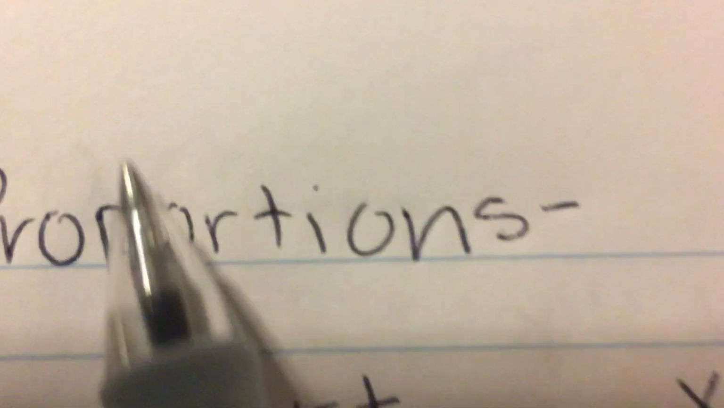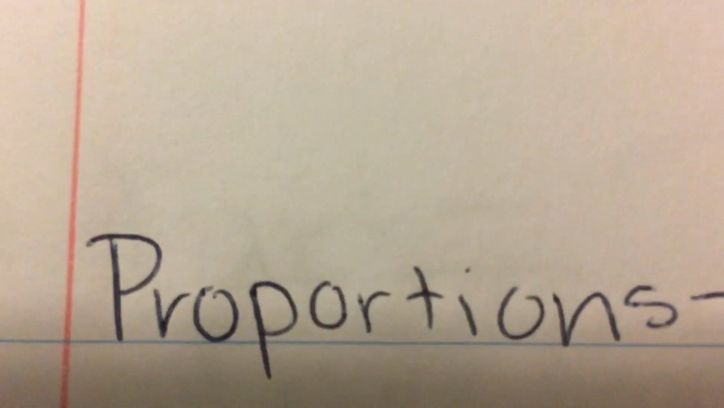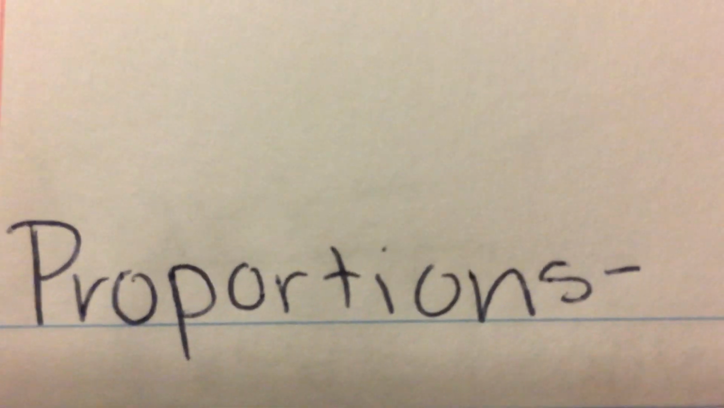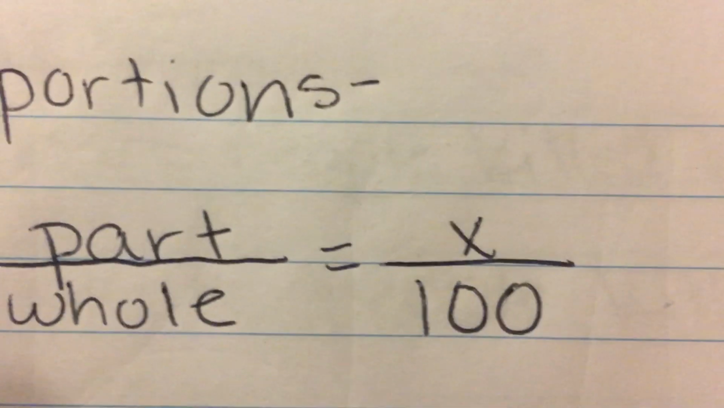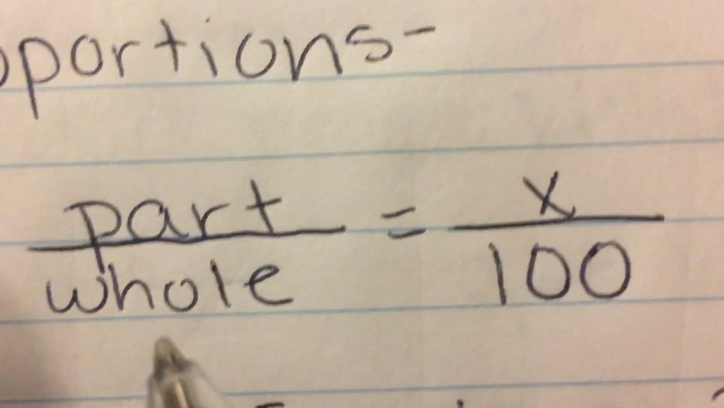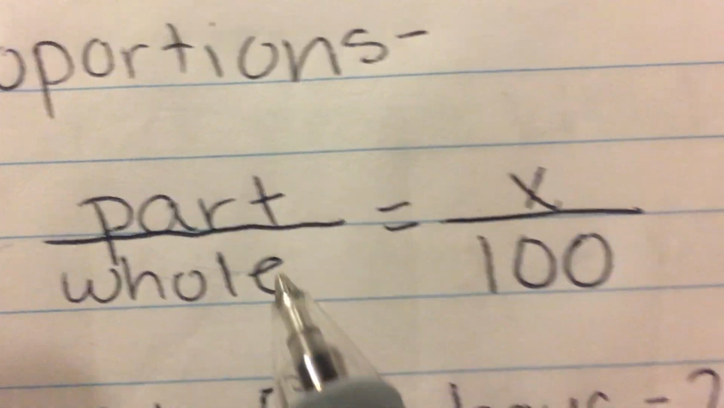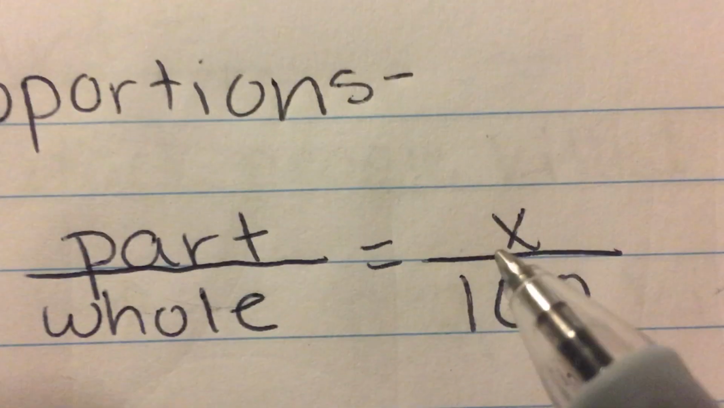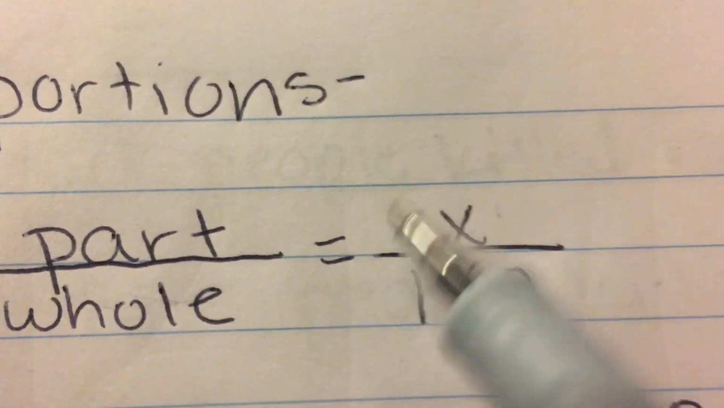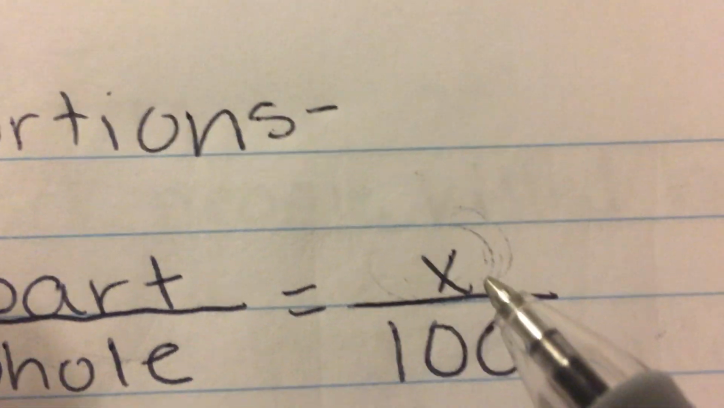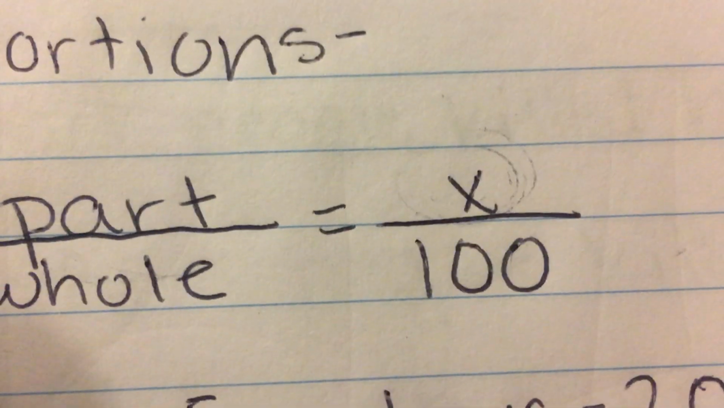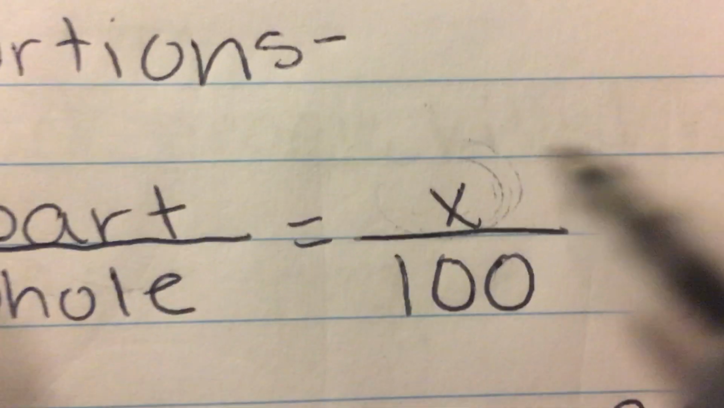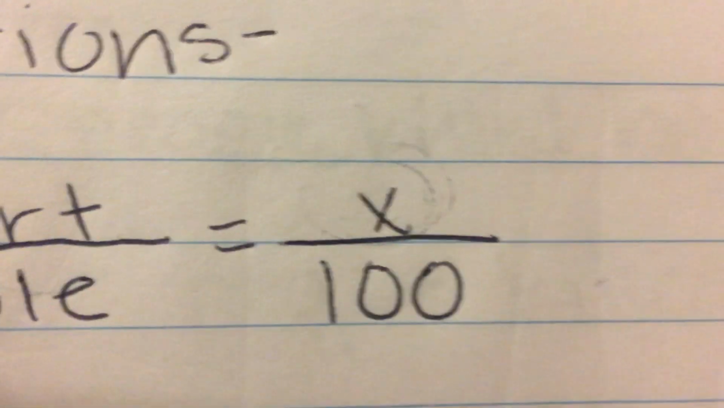Now, the specific proportions I'm going to be talking about today are proportions that can give you percentages, which you can then work with further if you need to. So the way we're going to set this up is we're going to put the part we're trying to find over the whole. And we're going to have that equal x over 100. What that's going to do is make this x the percent that we're trying to find. You won't have to do any further math after that. X will equal the percent.